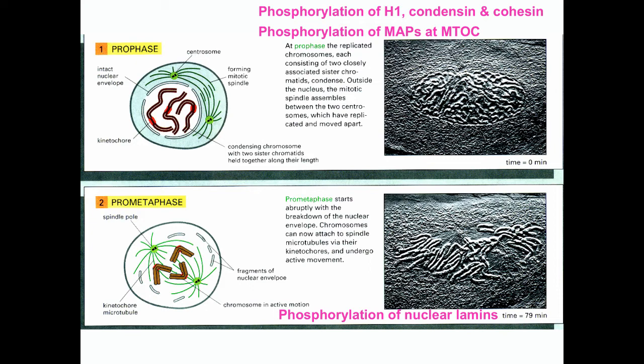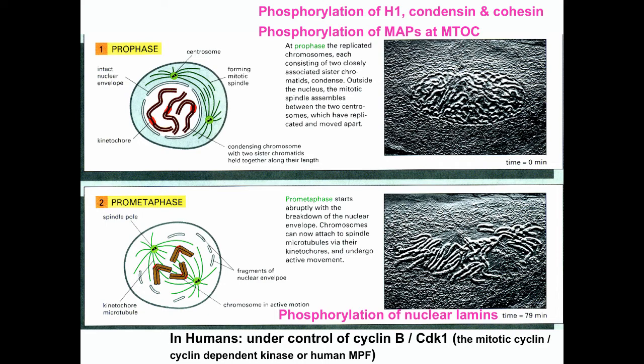Once the nuclear envelope is broken down, chromosomes can now attach to spindle microtubules by their kinetochores, and they'll begin to undergo very active movement. In humans, progression from prophase through prometaphase is under the control of cyclin B CDK1. This is the so-called mitotic cyclin-dependent kinase, or in historic terms, it's human MPF.